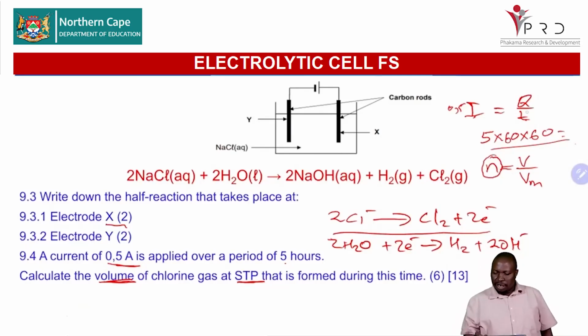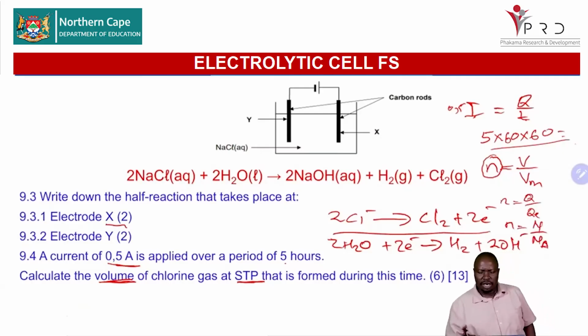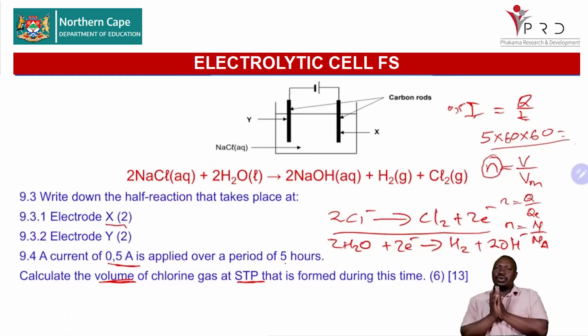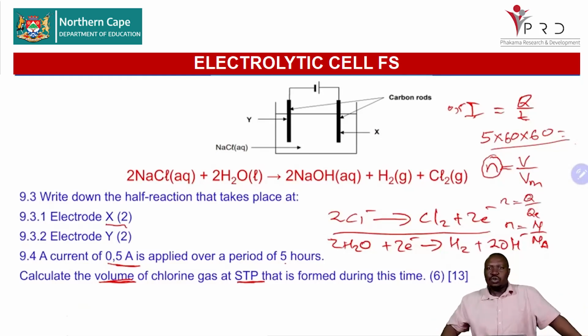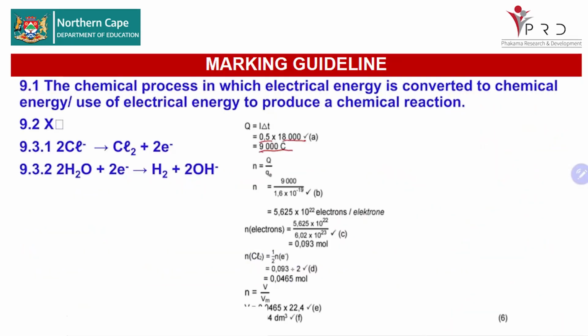Remember, you were able to calculate the charge. So this is a process where you know that n equals Q over Qe, and you know the other formula, n equals N over NA. All these which I'm writing on the board are the pieces of the puzzle that you are going to join together in order for you to answer this question and get those 6 marks. I'm hoping that you will be able to do that.